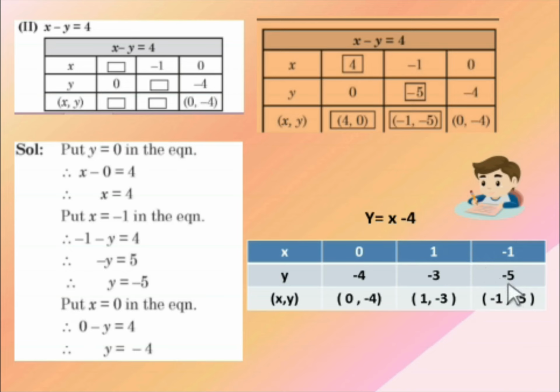Put the sign of the bigger number only. Done? So this is something you should remember if you are drawing the line. If you are completing the table, you have to substitute each value as given in the table.